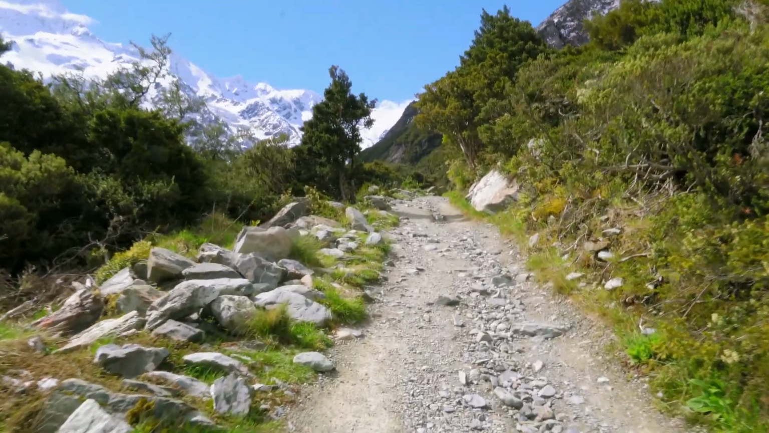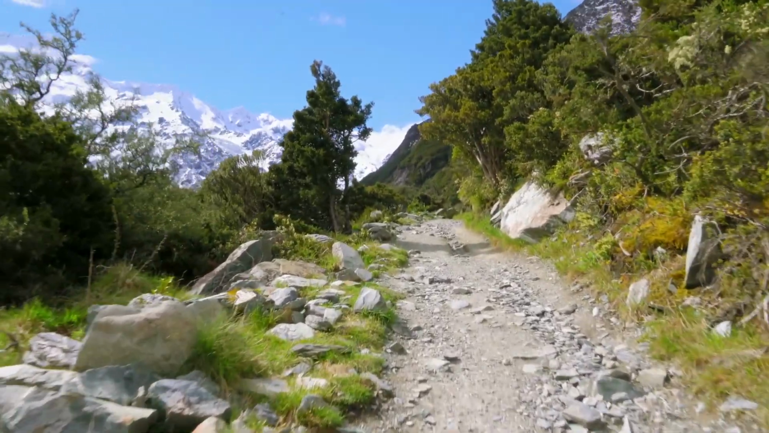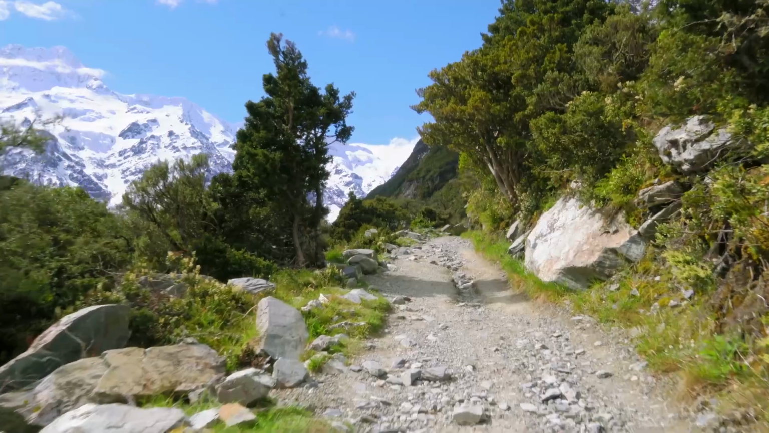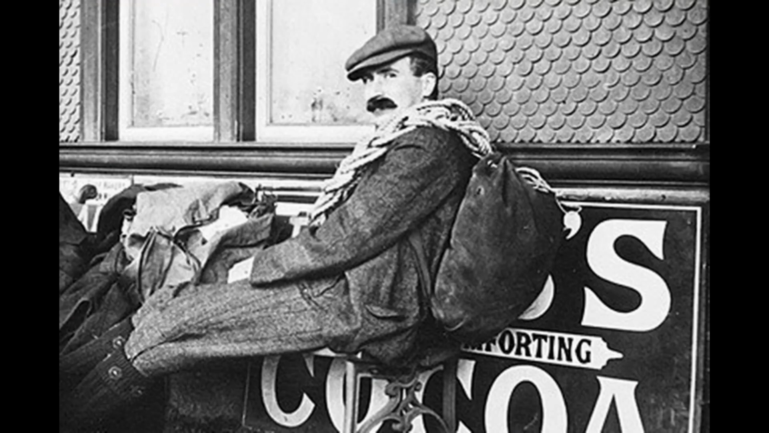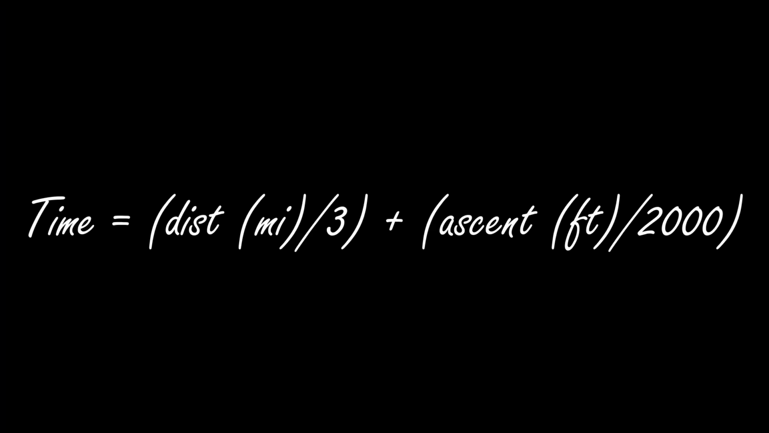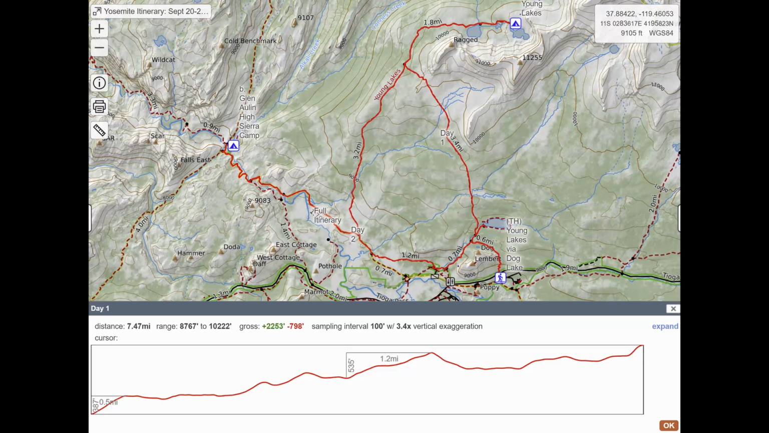Now, there are a few different ways to do this, but the primary method is called the Naismith rule. The Naismith rule is named after William Naismith, one of the founders of the Scottish Mountaineering Club, and it basically says that hiking time is equal to the distance in miles divided by 3 plus the ascent in feet divided by 2,000. To explain what that means, I'm going to walk you through a sample hike that I'm planning with a group in Yosemite this fall.